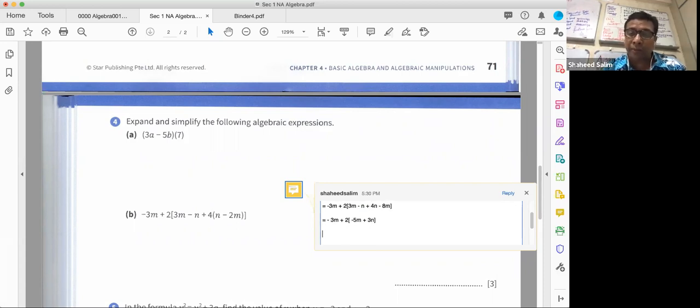But the bracket within the bracket is first. Now you must do this one. So you tell me now. Plus 2 times 5. 2 times 5 is 10. Plus and minus is minus 10M. 2 times 3 is 6. Plus 6N. So now you owe $3. You owe $10.